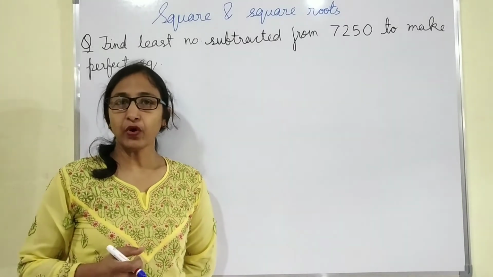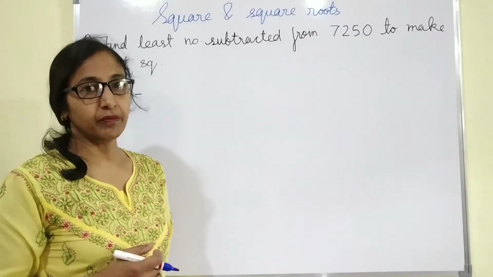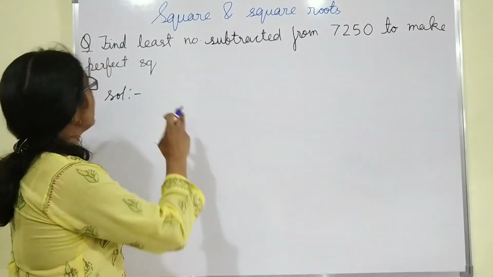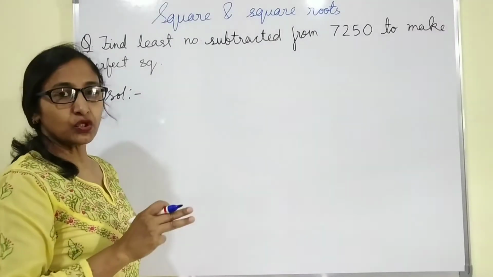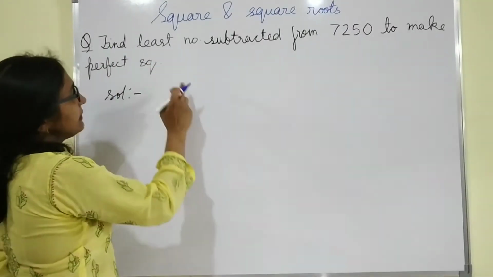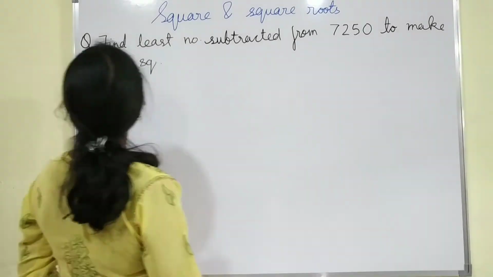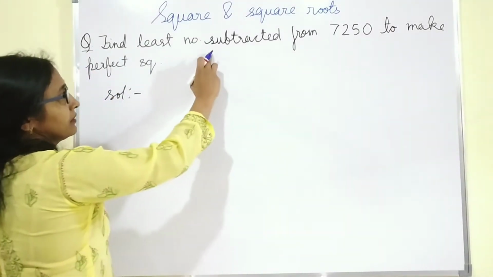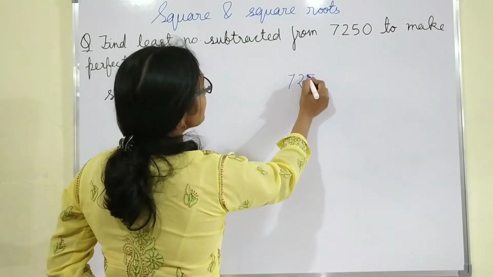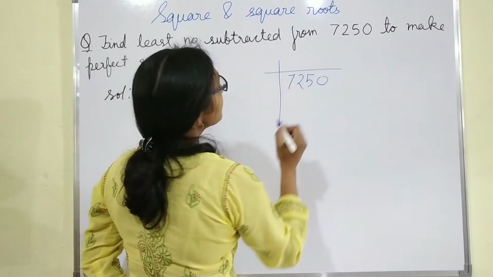In the previous video, I explained the long division method to find the square root of any number and some sums based on that method. Now, here are more questions based on the long division method. Find the least number that must be subtracted from 7250 to make it a perfect square. We will solve it with the long division method.